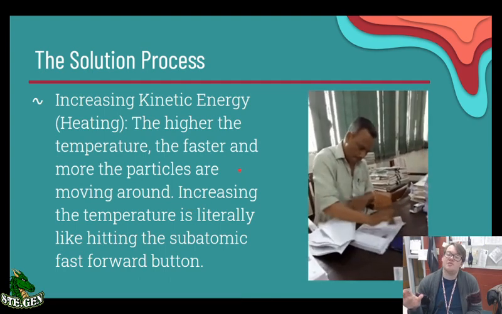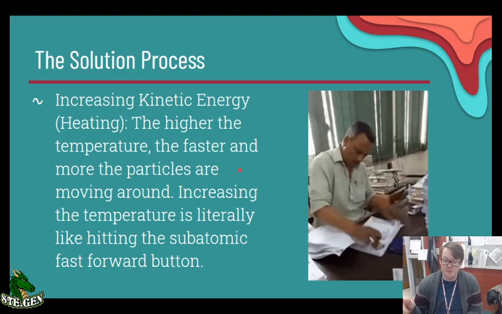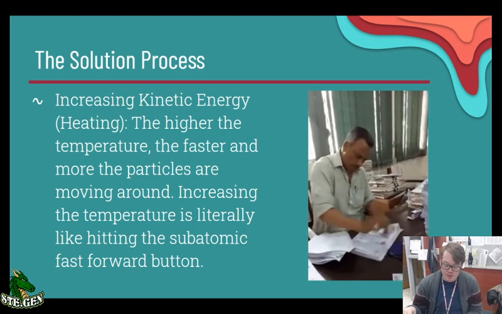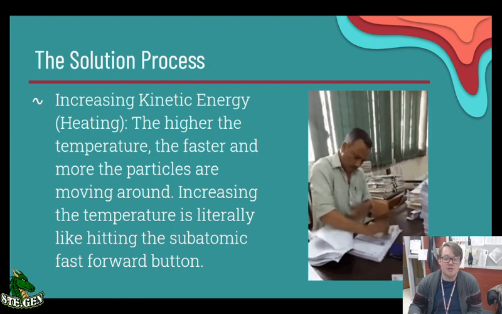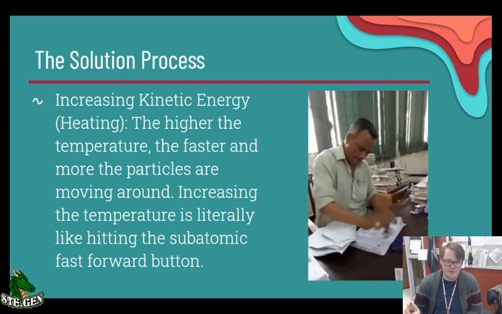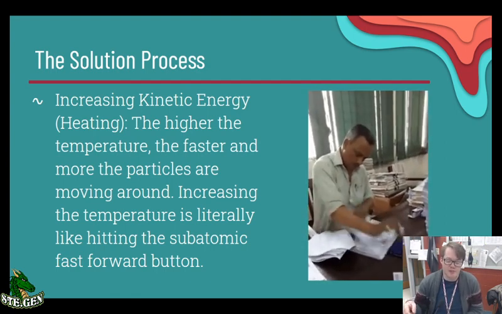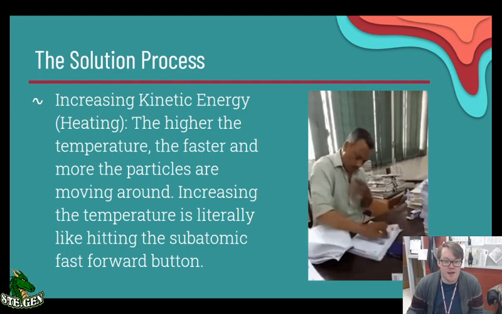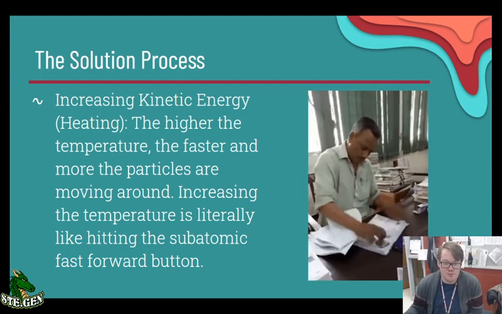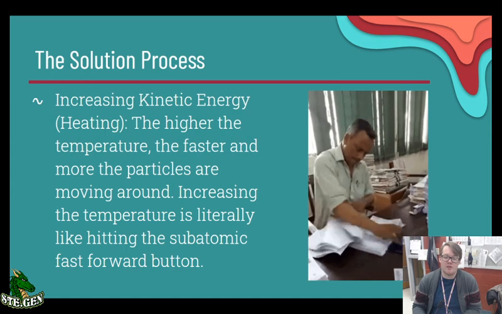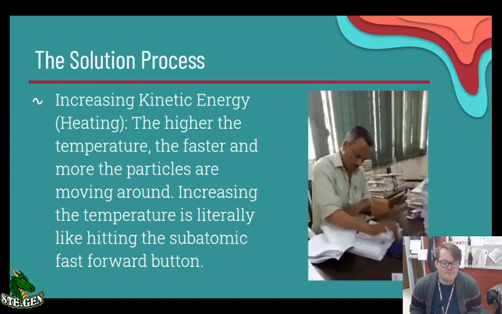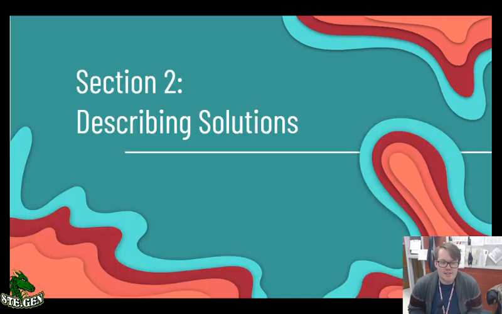As long as you don't increase it to a level that it starts messing with the chemicals involved, you are literally saying, okay, do the same thing, but every time you add heat to it, you're saying do it a little bit faster, and a little bit faster, and a little bit faster. And that's going to cause the reaction to occur faster because you're literally hitting the fast forward button on the atomic level. All right, that takes us to the end of section 1.